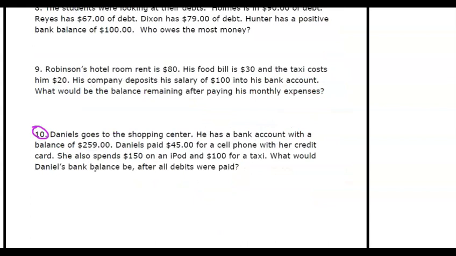Let's look at number 10. Daniels goes to the shopping center. He has a bank account with a balance of $259. Daniels paid $45 for a cell phone with her credit card. She also spends $150 on an iPod and $100 for a taxi. What would Daniels' bank balance be after all debts were paid?